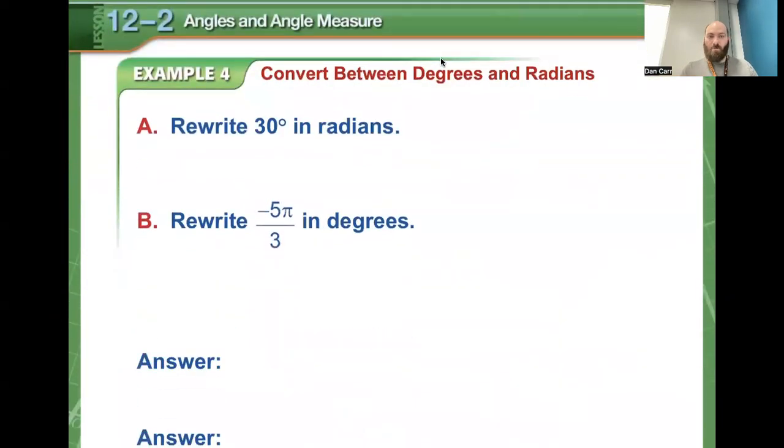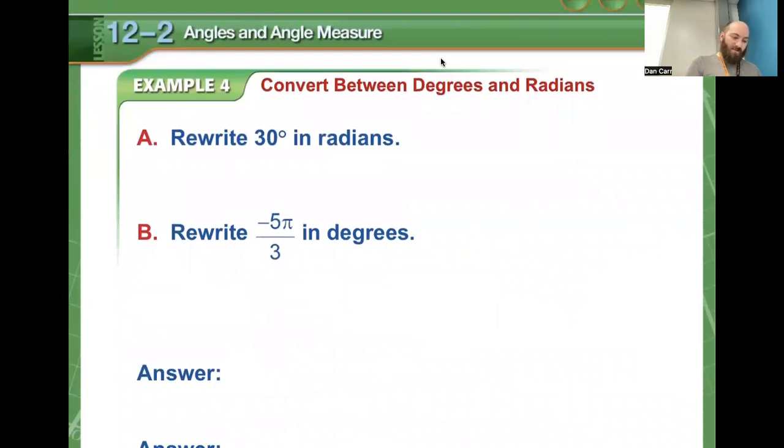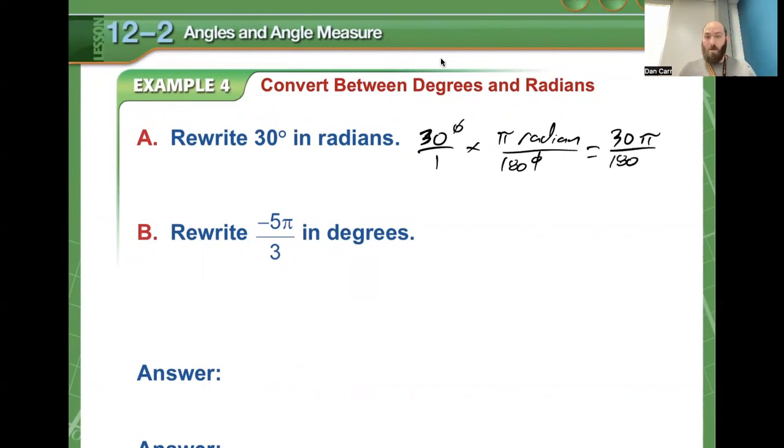So let's use that a few times. We want to rewrite 30 degrees in radians. So if I start with 30 degrees, we want to multiply that by pi radians over 180 degrees. Again, I could put the 30 over 1. So that's going to be 30 degrees on top and degrees on the bottom, and they cancel. Technically, those will cancel, and I'll get 30 pi over 180. So let's reduce that fraction down.